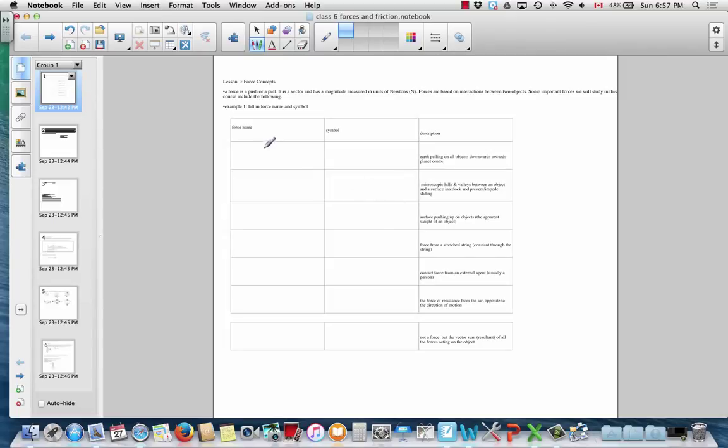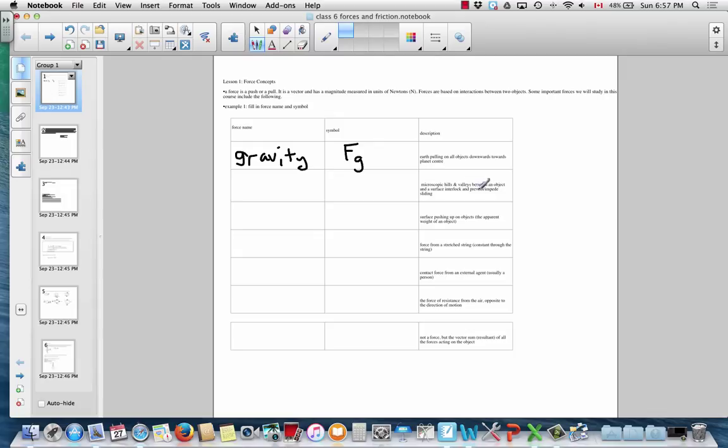Okay, so our next unit here is the study of force. Here's some common forces. The force of attraction, say, of planet Earth pulling on all objects downwards towards the center of the planet. That's, of course, the force of gravity. And the symbol for that is F for force, and then a subscript G for gravity.